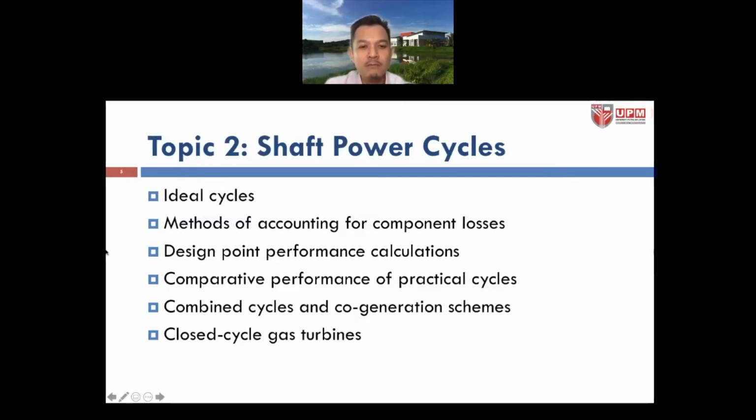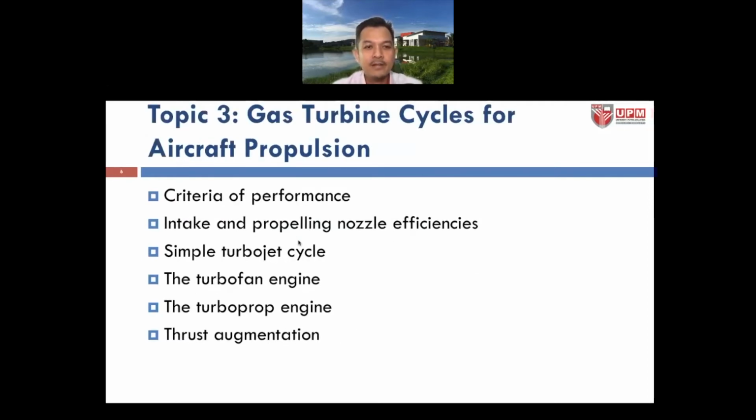So topic 2, maybe we need to use up roughly about 2 to 3 weeks, because we have some examples to look into, and it depends on the performance of the class. If everybody is at the same rate of performance, maybe we can finish within 2 weeks. Okay. And the next topic is the gas turbine cycle for aircraft propulsion.